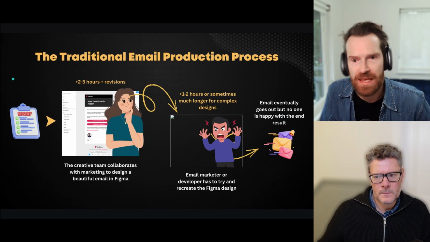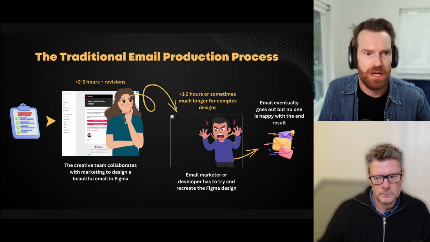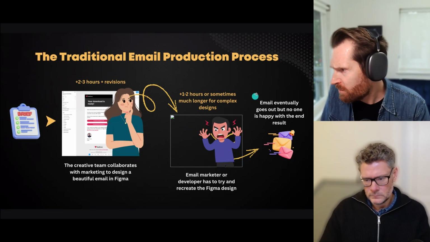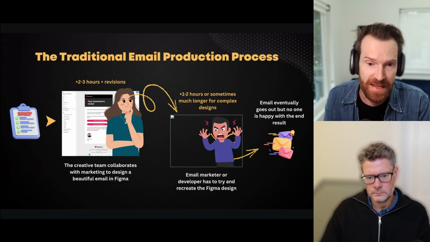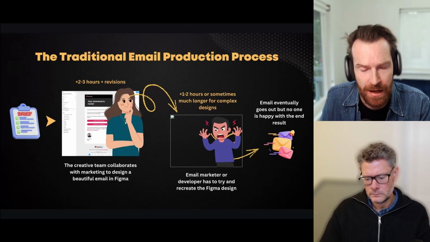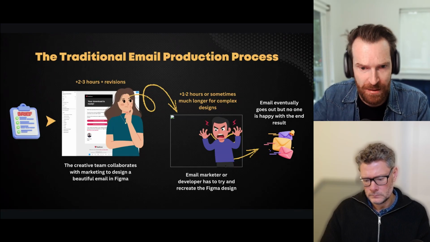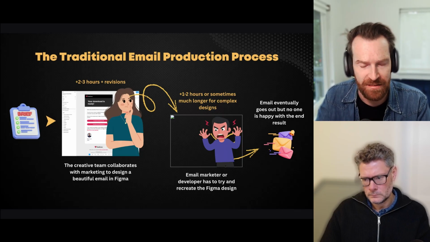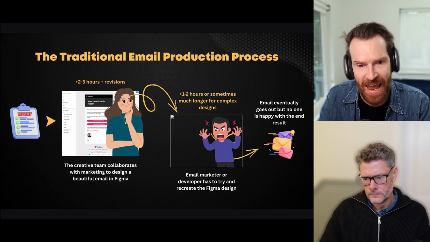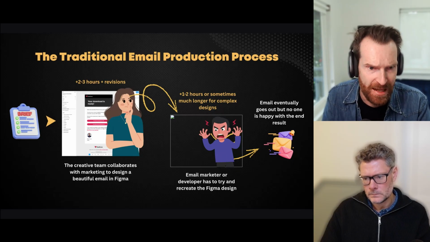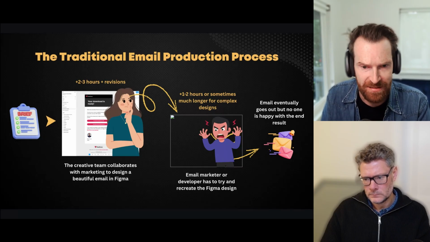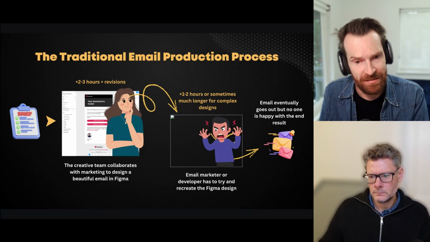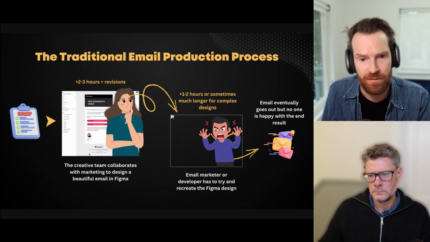Okay, so let's look at the traditional email production process. Don't know why this image is broken. But anyway, the traditional process is the designer receives a brief from the marketing team. So the marketers are putting together the offer, the headlines, what they want to say in the email. They hand that brief off to the designer, who then mocks up the design, usually in Figma. It could be in Photoshop or Adobe XD or another package, but these days Figma is probably at least one of the top one or two platforms for designing emails.